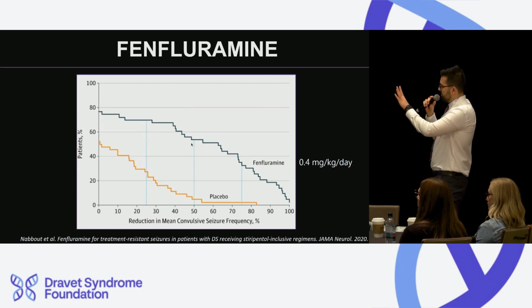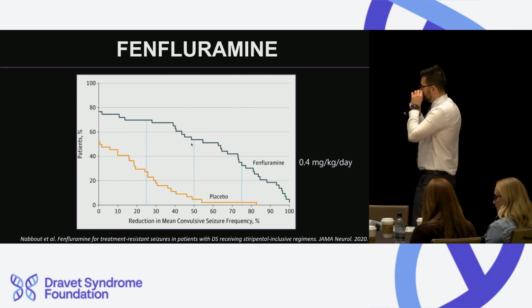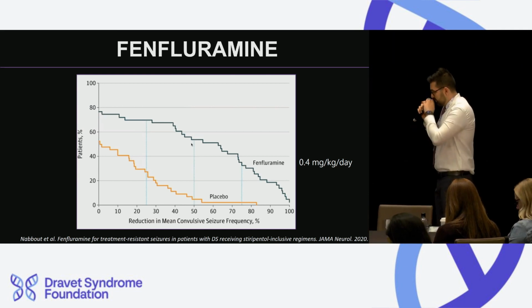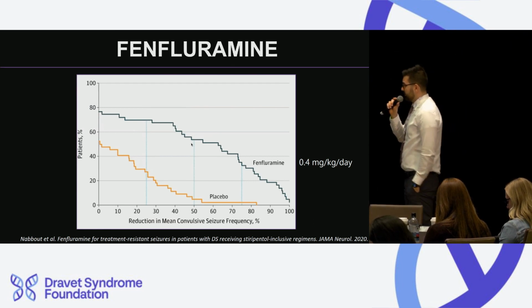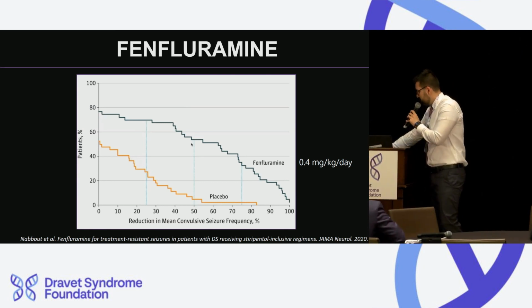So again, same graph there. If we look at 50% seizure reduction, it was around 50% in the fenfluramine group at that one dose, 0.4 mg per kg per day, and almost none in the placebo group. And also at the 75% mark, which was around 35%-ish of seizure reduction. So again, very, very efficacious medication and very safe.